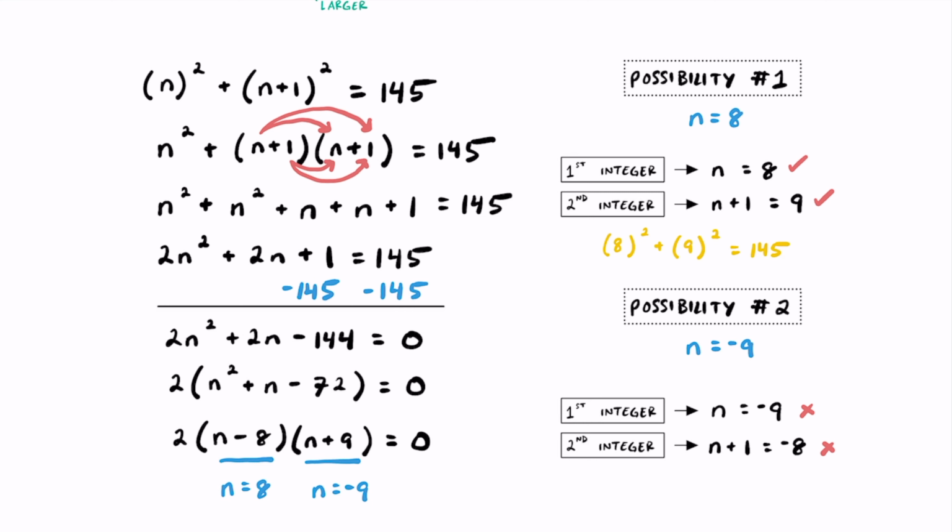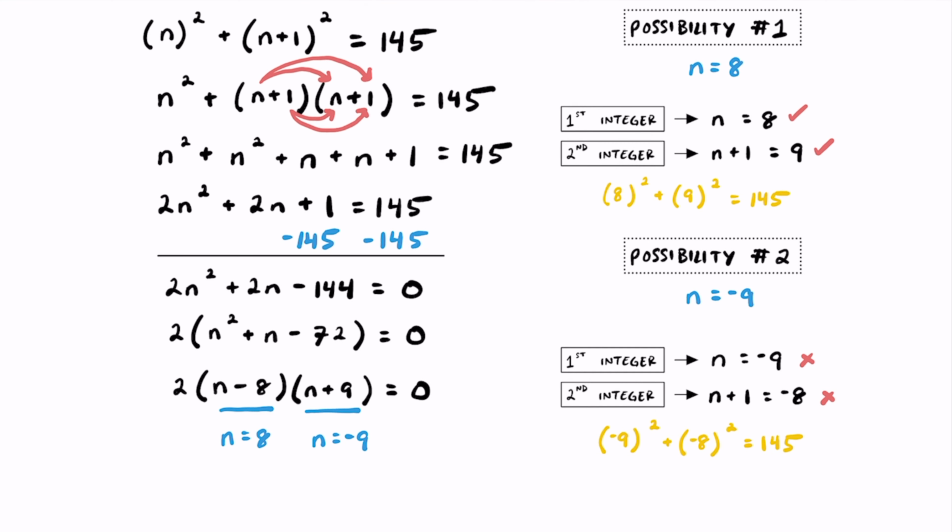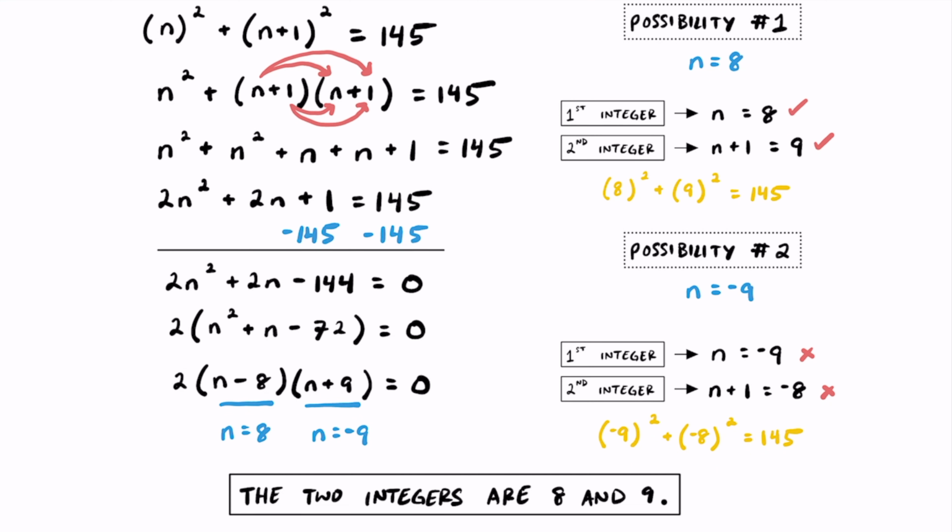So while algebraically n equals 8 does work when you substitute it in, and when n equals negative 9, it also works algebraically when you substitute it in, we ultimately have to go ahead and conclude that the two positive integers we're looking for are 8 and 9. And there you have an example where we went ahead and applied our understanding of quadratic equations to find the value of two unknown integers.